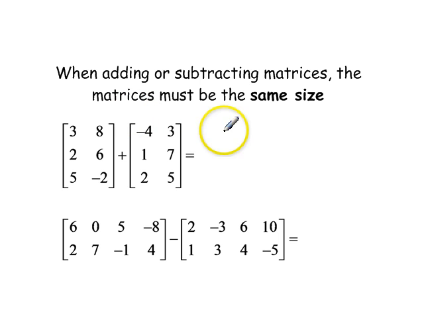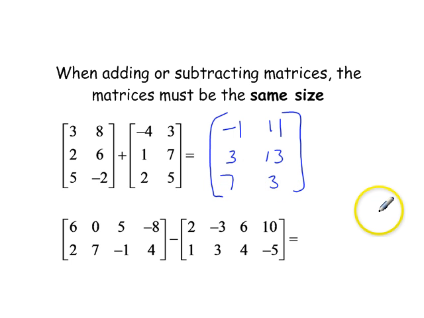3 plus -4 is -1. 8 plus 3 is 11. 2 plus 1 is 3. 6 plus 7 is 13. 5 plus 2 is 7. And -2 plus 5 is 3. So this is the answer.